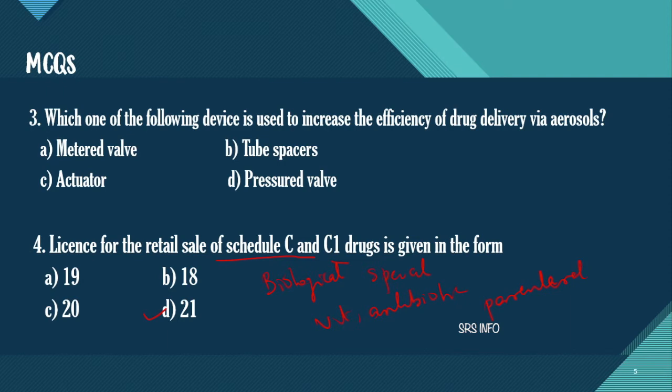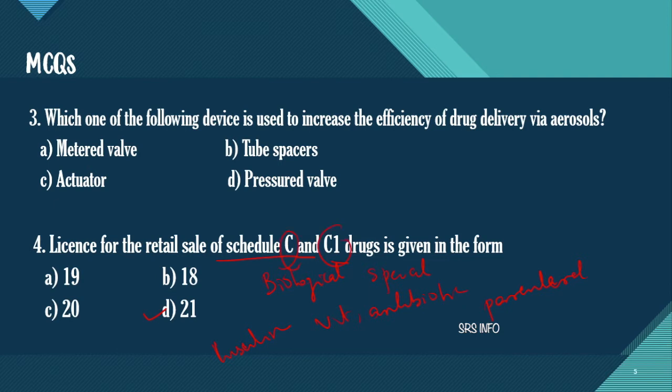So all the vitamin and antibiotic preparations which are administered through the parenteral route are also coming under Schedule C. Then antitoxins, antigens, then insulin, adrenaline, bacteriophages, and other sterile ligatures. All these are coming under Schedule C.